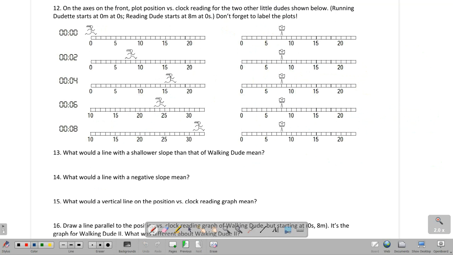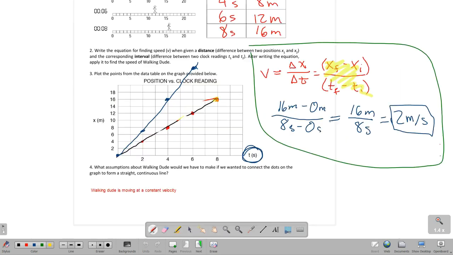And then we can look at the reading dude over here on the right side, which I'll change to yellow. You can see that his position, no matter the time, is always at 8 meters. So we come back over here, and you can plot these points straight across.